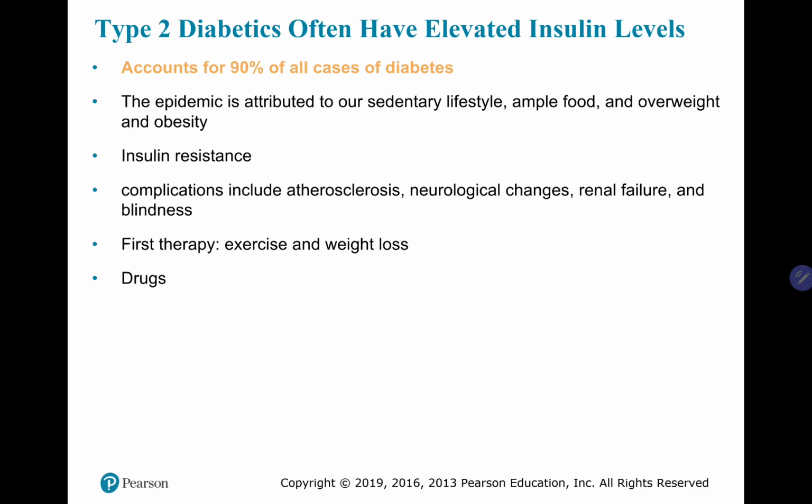Type 2 diabetes often has elevated insulin levels, because the body's just not responding to it, because they're insulin resistant, so their sensitivity to insulin has decreased. Type 2 diabetes is going to account for 90% of all cases of diabetes, and this epidemic is attributed to our sedentary lifestyle, ample food, and overweight and obesity. It's characterized by insulin resistance, and complications include atherosclerosis, neurological changes, renal failure, and even blindness.